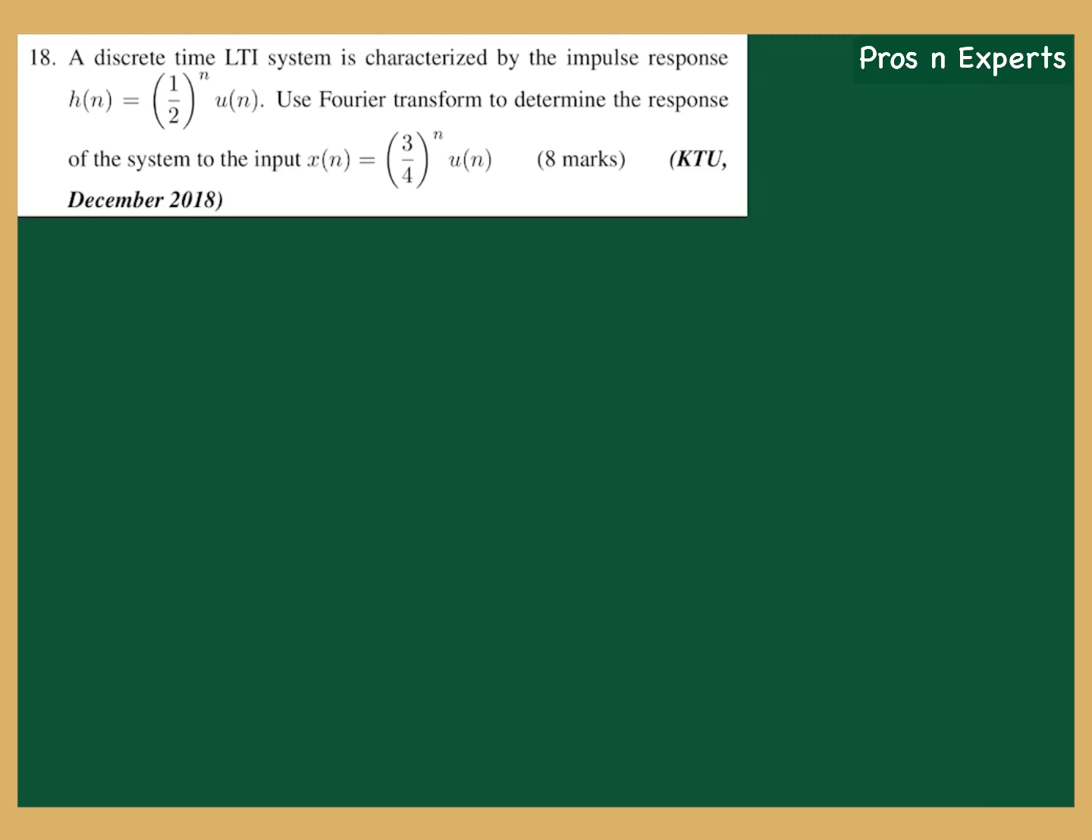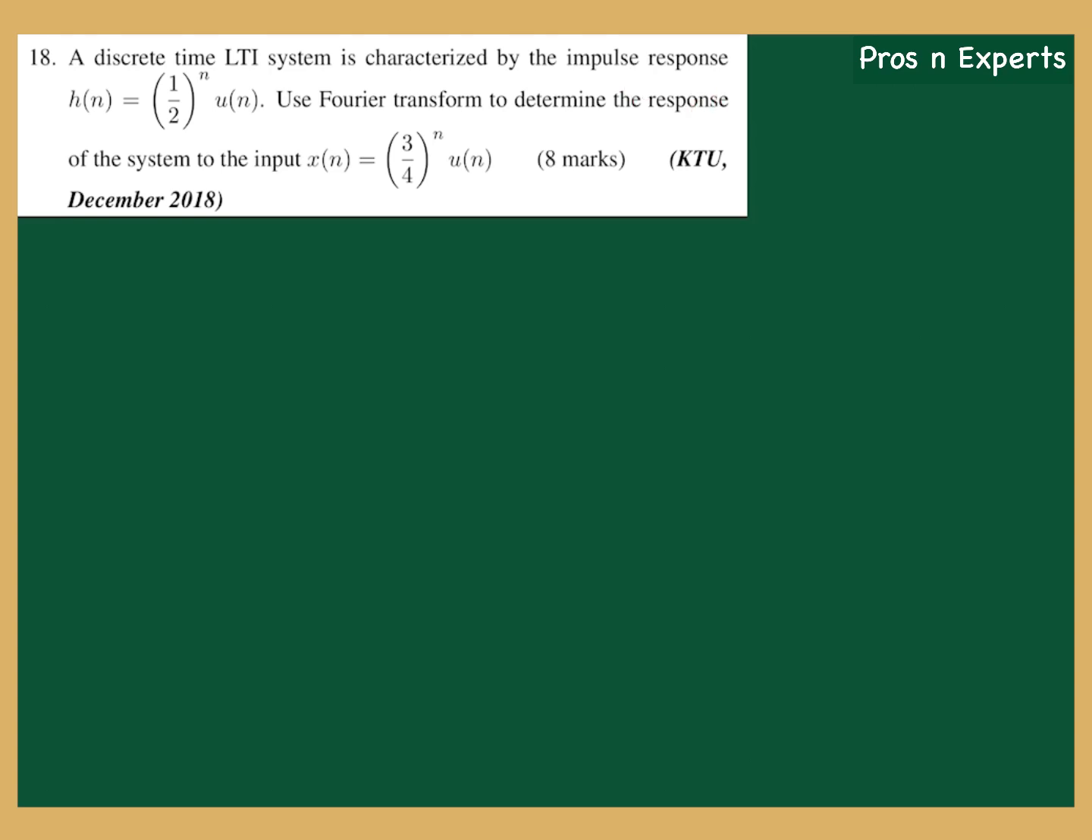A discrete time LTI system is characterized by the impulse response h of n equal to half raised to n u of n. Use Fourier transform to determine the response of the system to the input x of n equal to 3/4 to the power n u of n. So you're given impulse response and the input, and the system is an LTI system. So the question is to find the output. Okay, response of the system means it is output of the system.